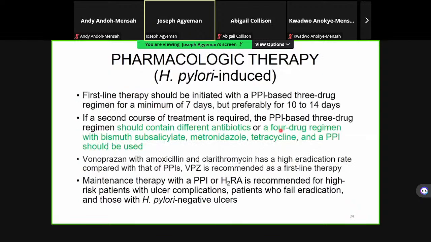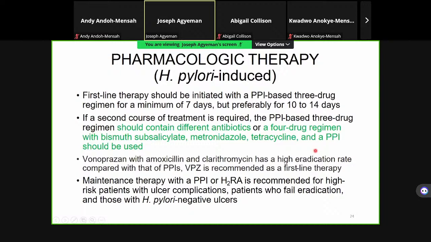Or you do the 4-drug bismuth-based therapy. So you do a PPI, then 3 antibacterial agents. One will be bismuth, metronidazole, and preferably tetracycline. So in case you do your first treatment and the healing wasn't good, you can decide to do the same triple therapy, but here you change the antibiotics. Or you do the bismuth-based 4-drug regimen, containing bismuth, metro, tetra, and the PPI.